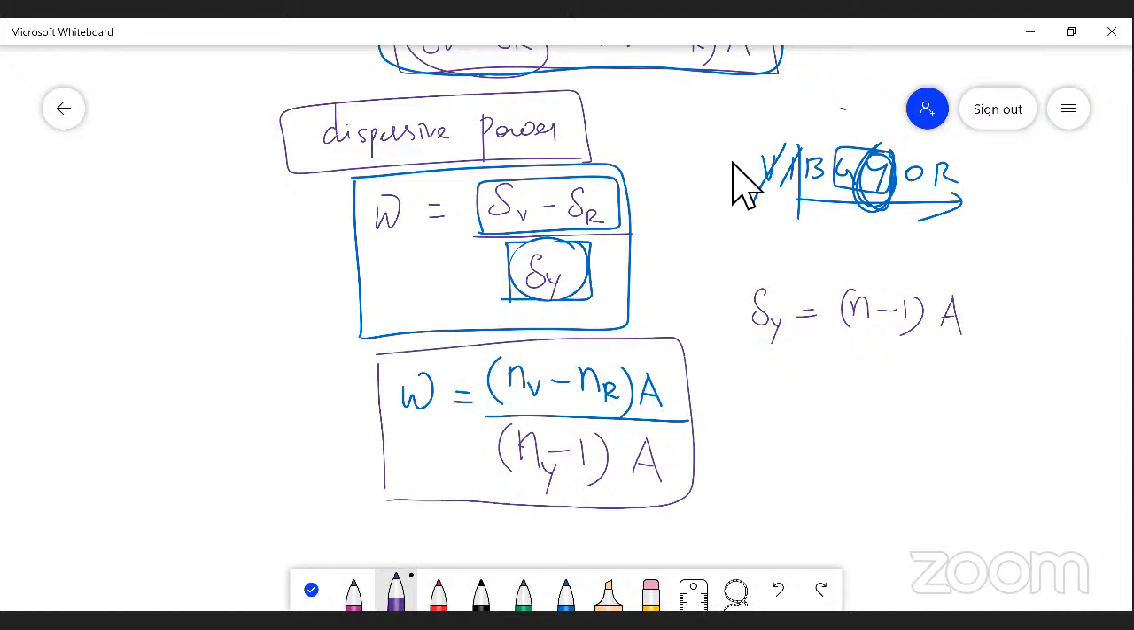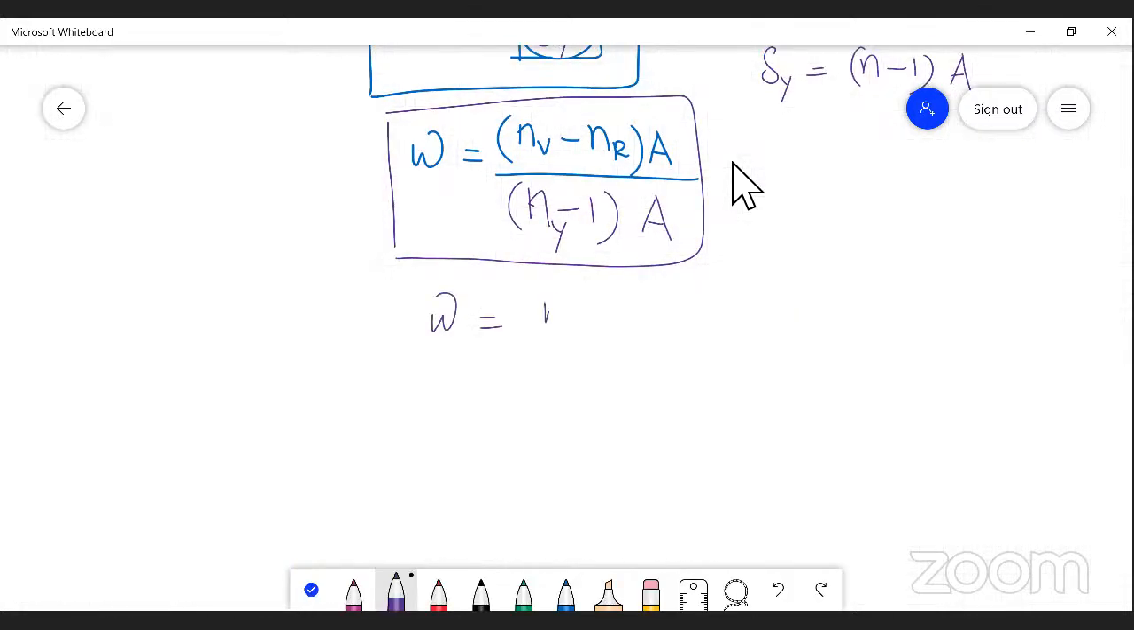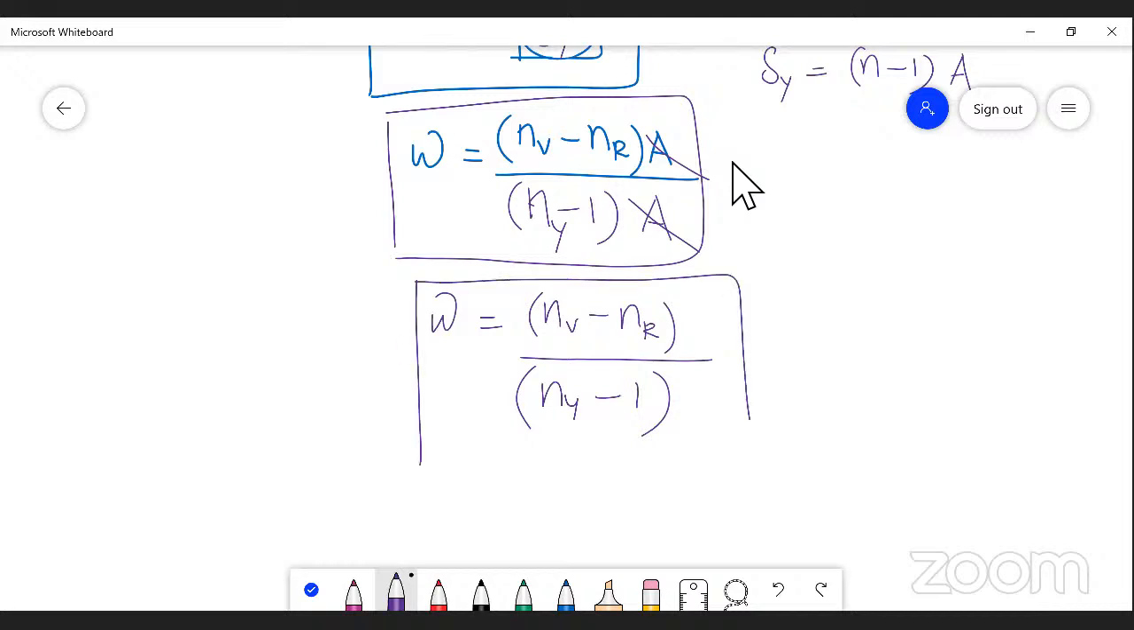This is the dispersive power. What do you mean by dispersive power? The ratio of angular dispersion to the angle of deviation for the mean color. Just simplify this. Omega is equal to NV minus NR into A, A cancels, divided by NY minus 1 into A. So omega equals NV minus NR divided by NY minus 1. This is the formula of dispersive power. It is very, very important.